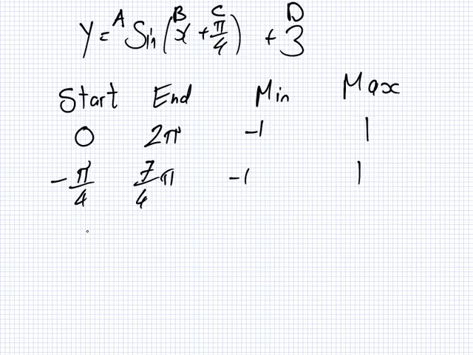Increase maximum. What is equal to 7? 2 pi minus pi over 4. Isn't it 7 over 4 pi? Yeah. So if we add 3, we get 2 and 4 then. Okay, so write this down, please. We need to make this table.